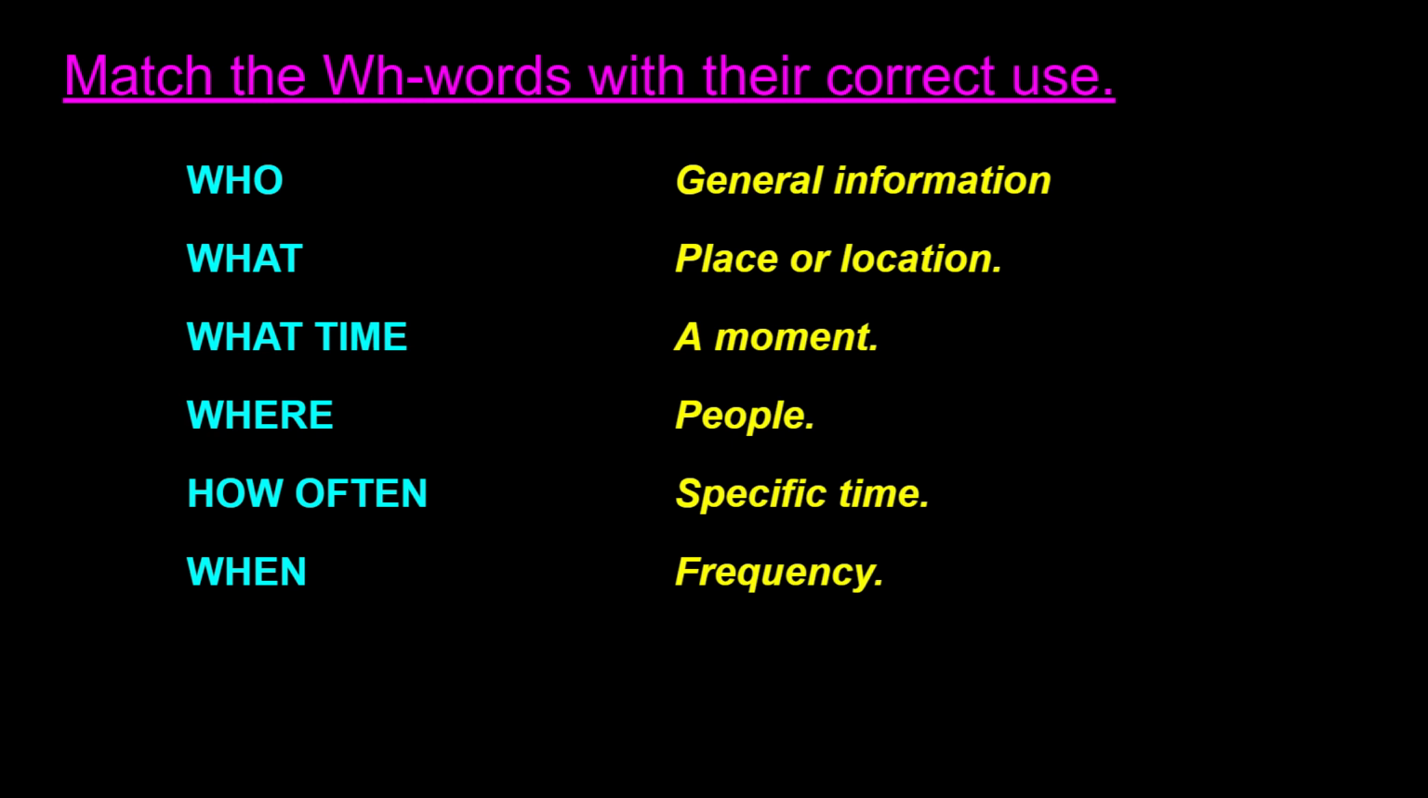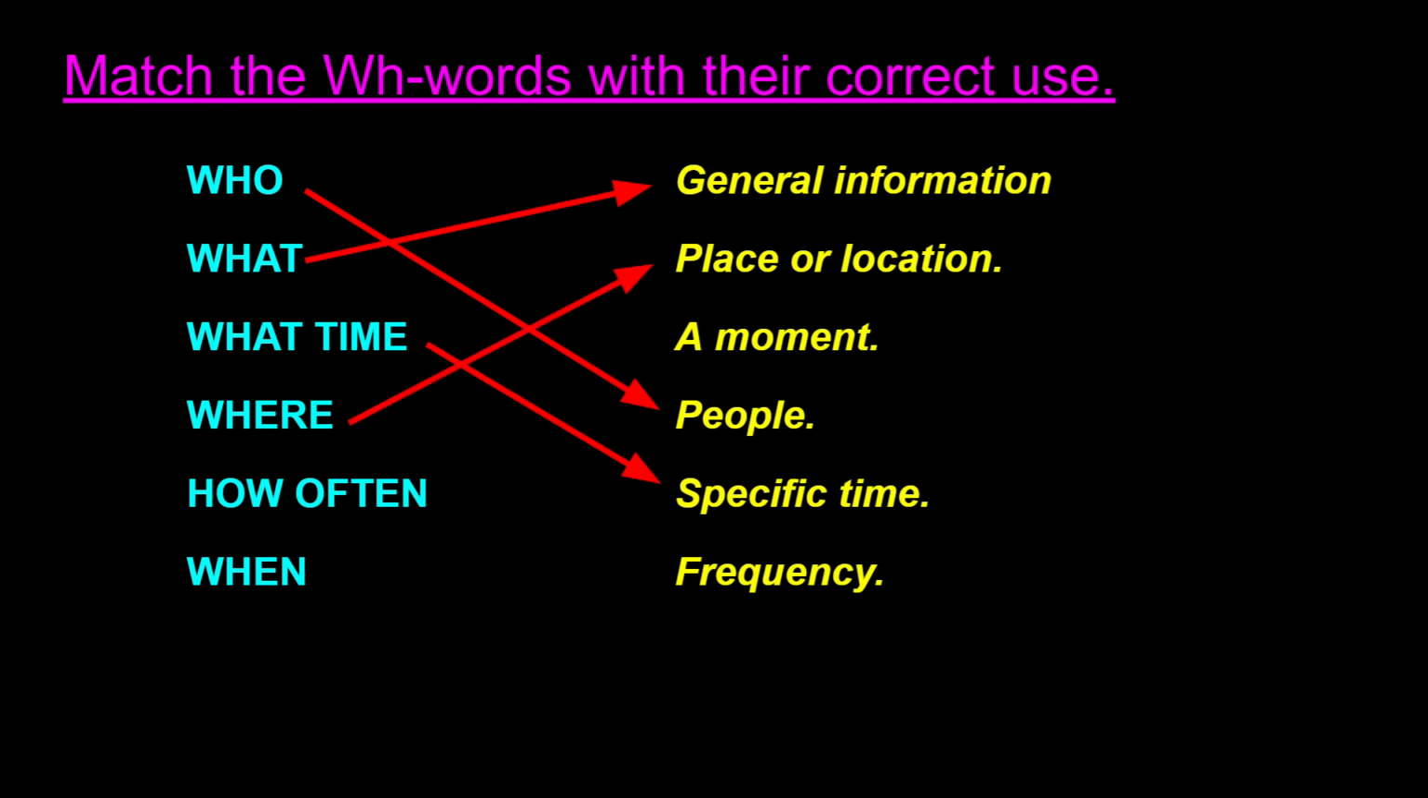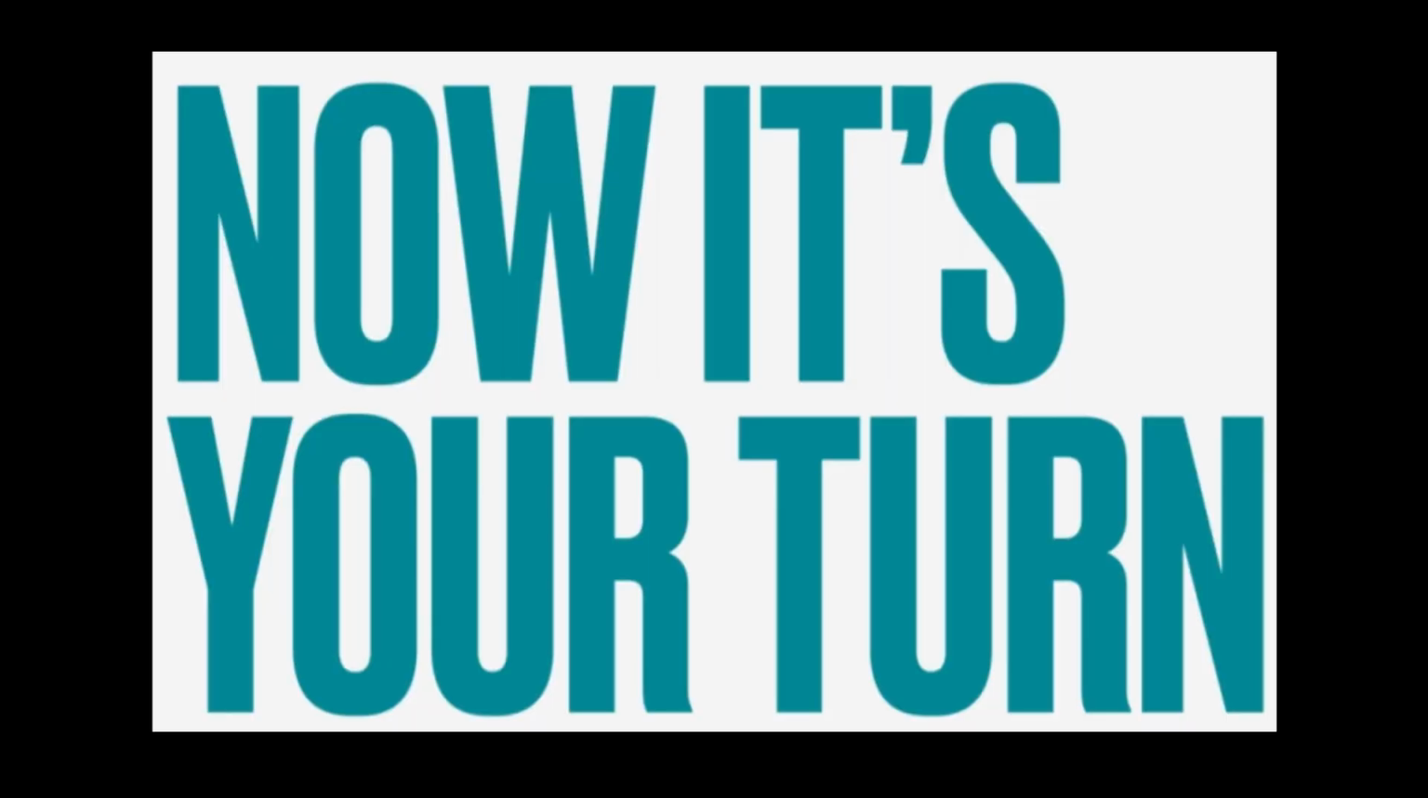Okay, are you ready? So let's go. Who is for people? Excellent. What is for general information? Amazing. What time is for specific time? Yeah. Where is used for place or location. How often is used for frequency. And when is used for a moment in time. Very good job. You're very smart, guys. Congratulations. You rock.